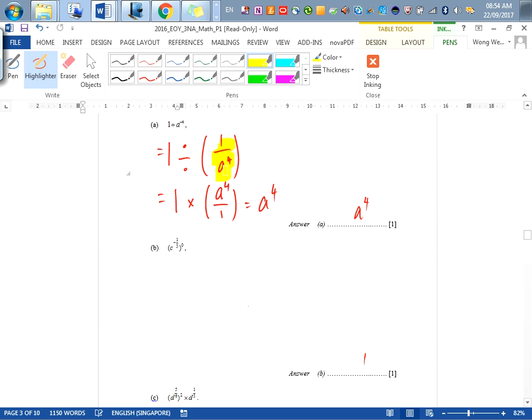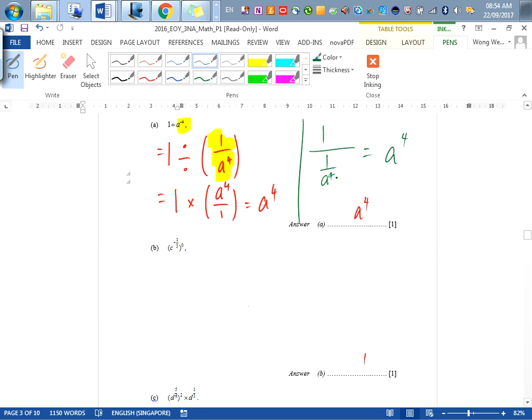They are not similar, they are exactly the same. The highlighted parts, they are exactly the same. Yes? Okay, so what if we do this instead? 1 divided by 1 over a power 4, can? Then you'll still get a power 4.